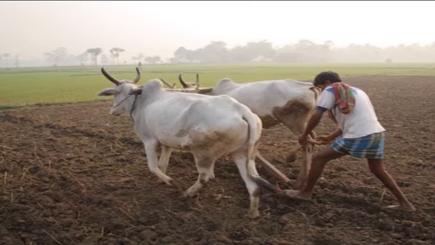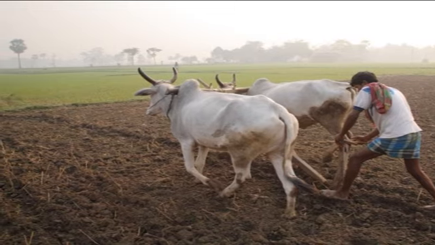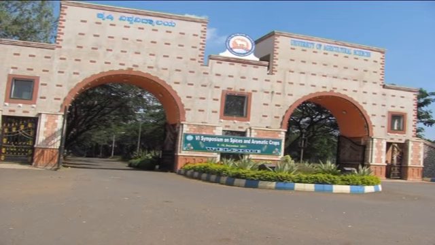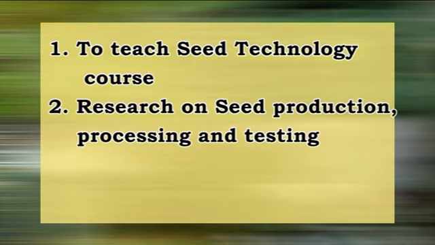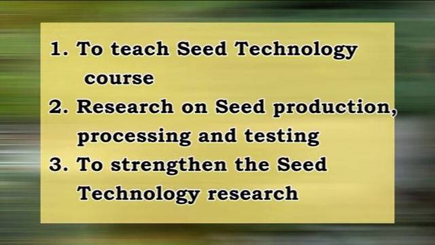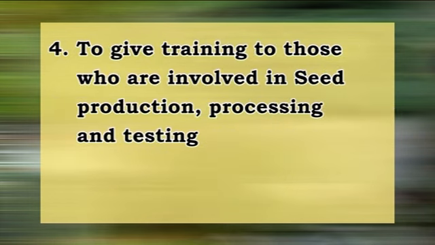They can grow them in all the three seasons, viz. Kharif, Rabi and summer. With the advancement of agriculture, the government of India felt that there is a need to establish seed technology departments in agricultural universities and Indian Council of Agricultural Research institutes in India, after the recommendations and suggestions given by the National Commission on Agriculture. Accordingly, the seed technology department was initiated throughout the country with the following main objectives. They are to teach seed technology courses, research on seed production, processing and testing, to strengthen seed technology research, and to give training to those who are involved in seed production, processing and testing.